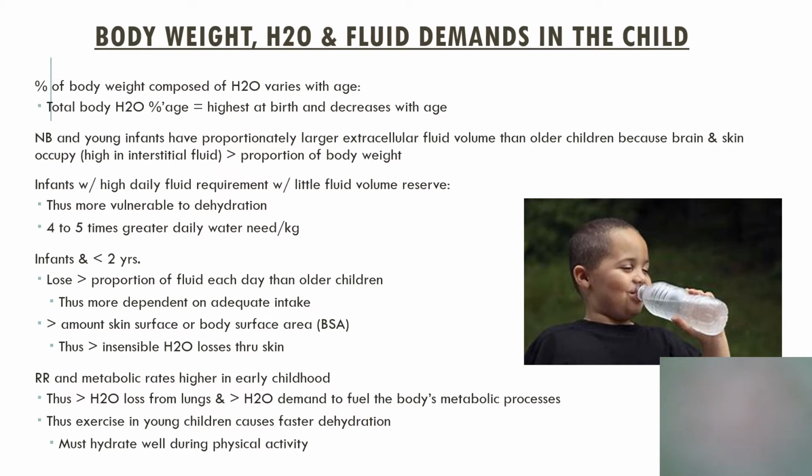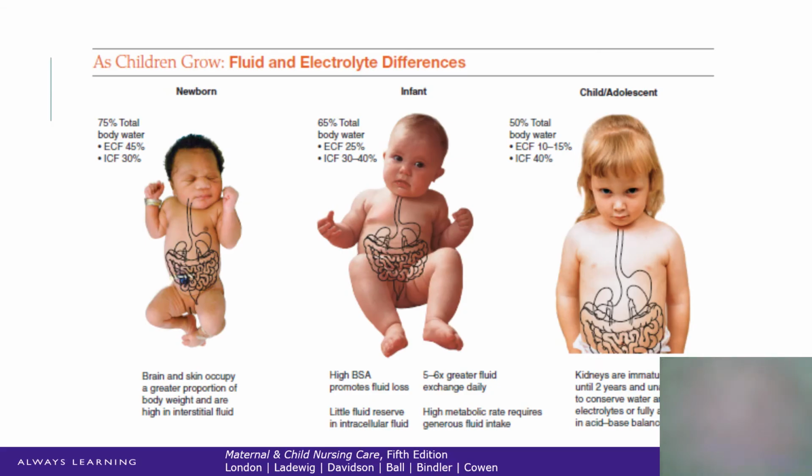rate and metabolic rate. Exercise in young children can cause them to dehydrate much faster as a result of this difference, and therefore they are at a great risk of dehydration and complications during physical activity, especially in heat. And we'll talk a little bit about that when we're in class this week.